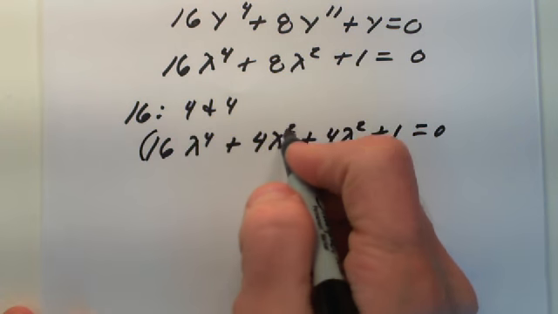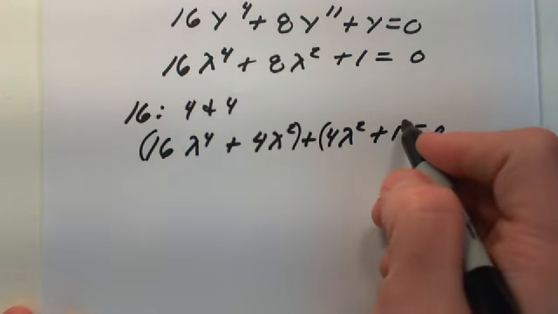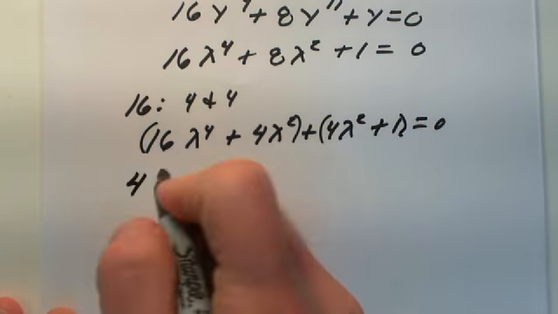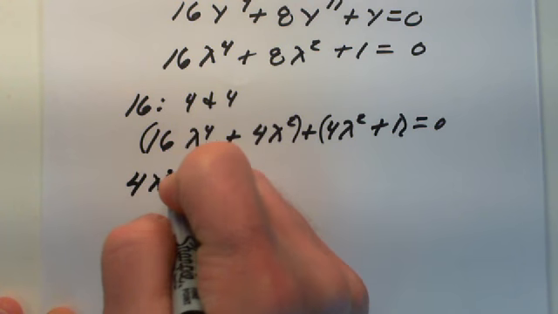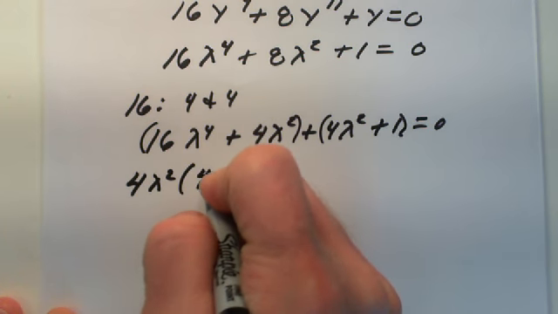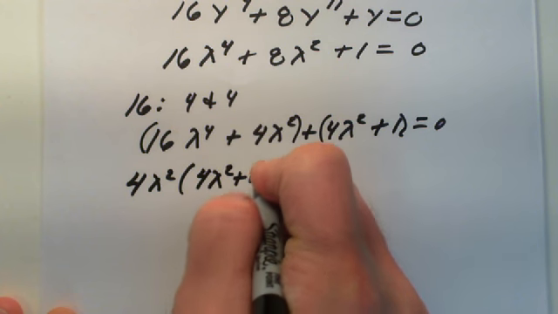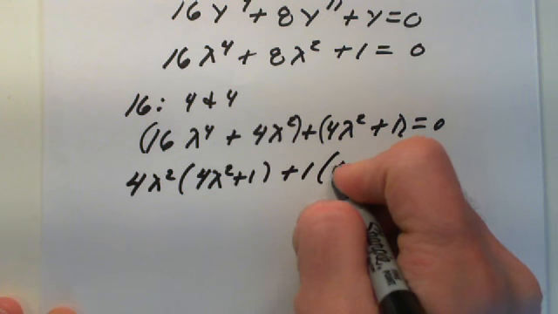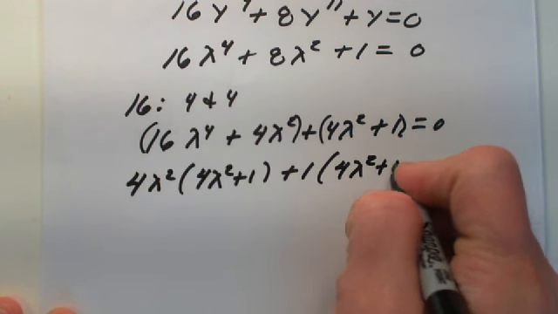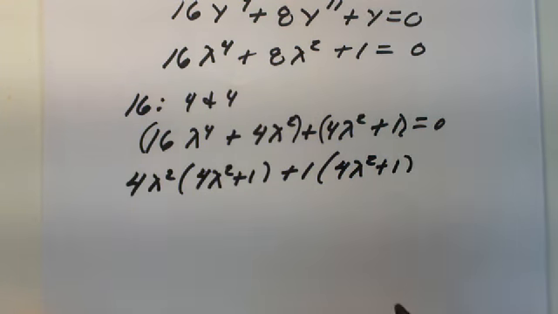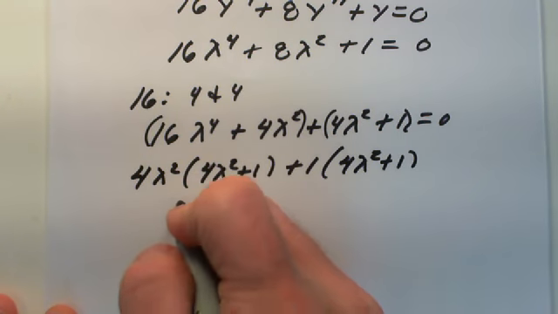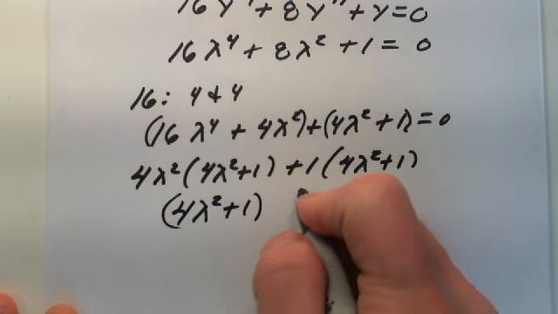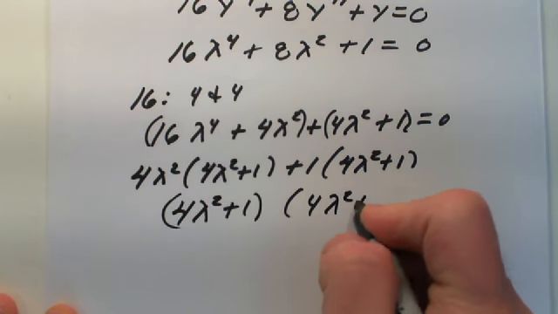Again, go ahead and just group this. Pull the greatest common factor out of the left one. That's going to be a 4 lambda squared we're going to pull out. Inside, that's going to be 4 lambda squared plus 1. We'll pull a 1 out of this one, plus 1 times 4 lambda squared plus 1. And again, you can see where we're headed. We're headed again with repeated roots, very similar to the problem before. 4 lambda squared plus 1 times 4 lambda squared plus 1.